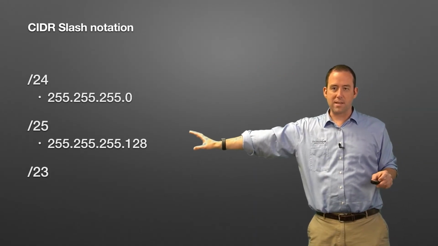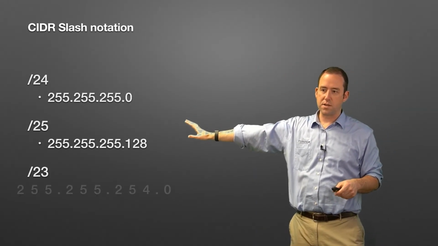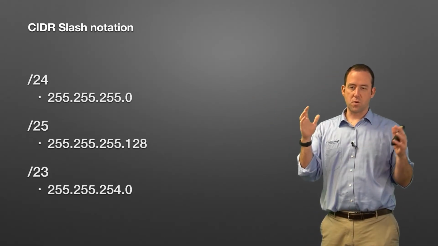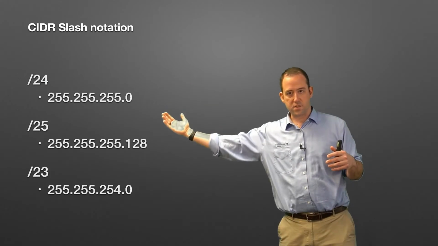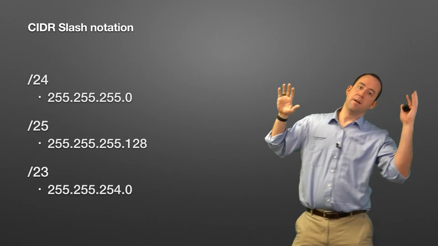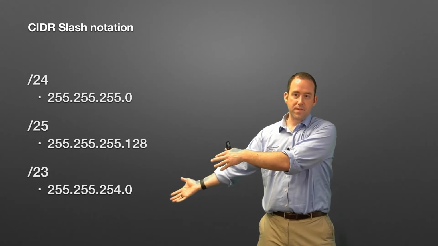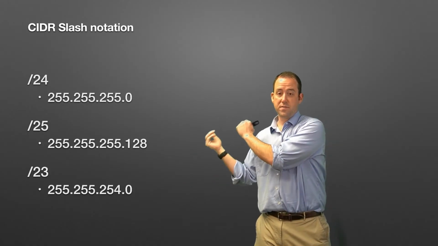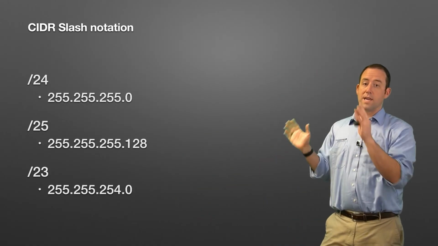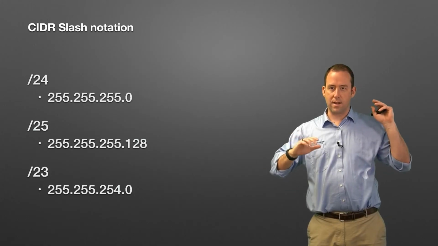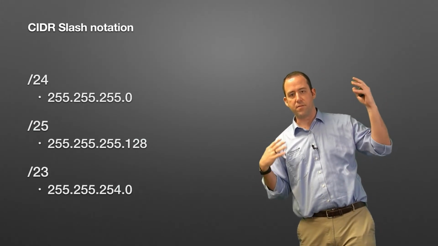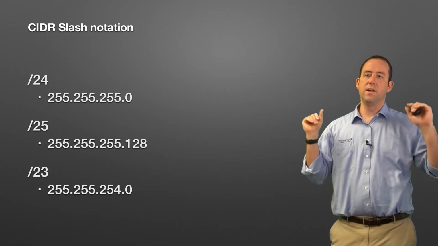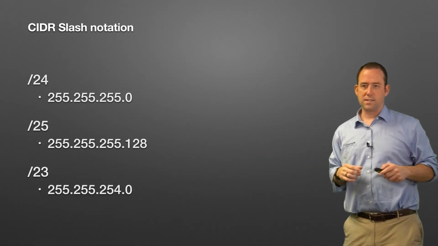And remember back to the numbers that we just saw, slash 23. Slash 23 is one fewer than slash 24, so it's 23 bits of ones. Subtract 1, and it is 255.255.254.0. Again, we'll talk about some shortcuts in another video about how to remember these things, how to figure them out, and how to figure out network addresses and all that stuff. This is just starting to get those concepts introduced.